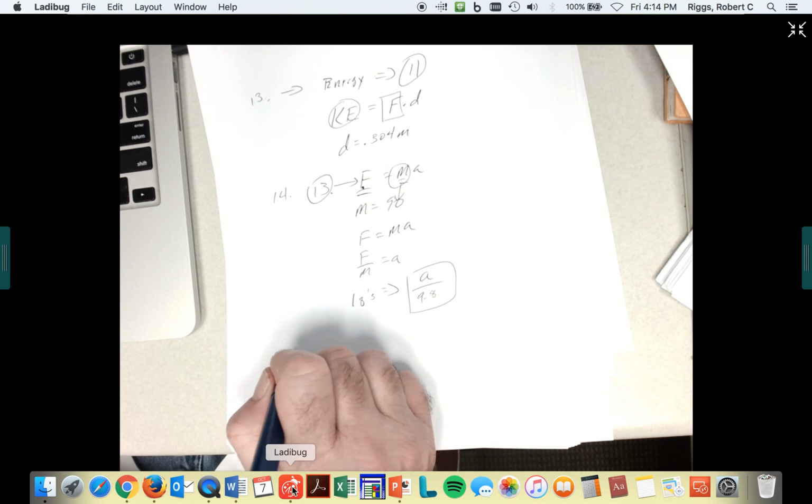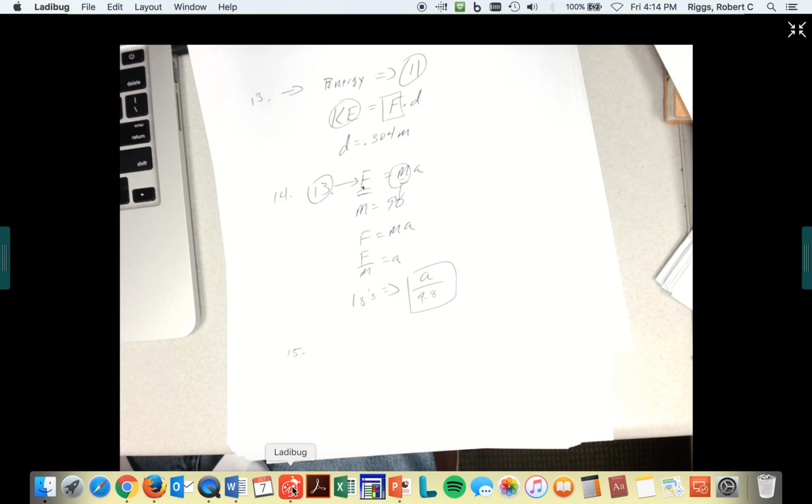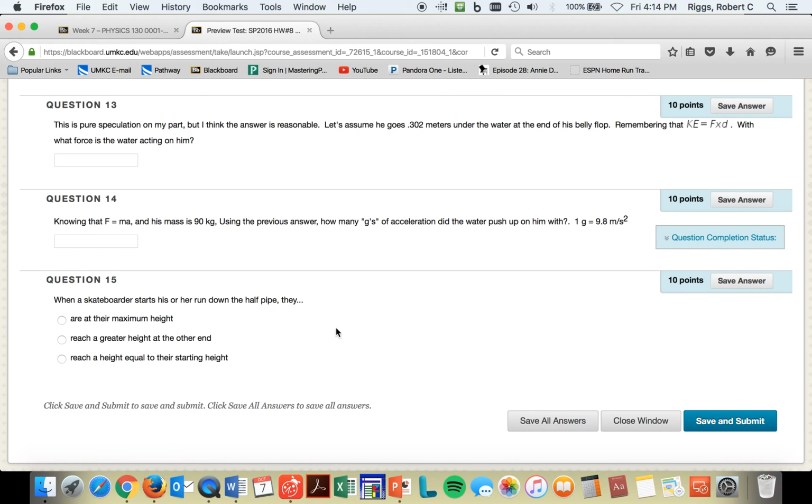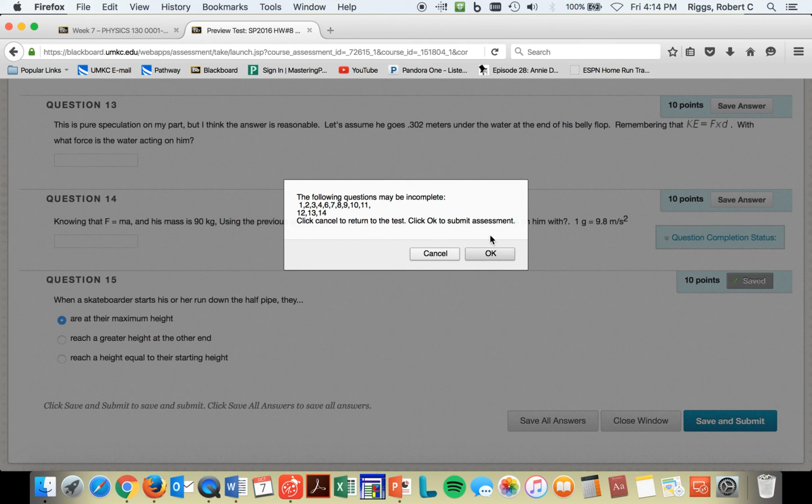And then 15 is just a question that you can get. I want to make sure I get this right. When a skateboarder starts down the half pipe, they are at their maximum height. They're not going to get any higher. Let's just go with that. Let's see what we got. Let's see if that's right.